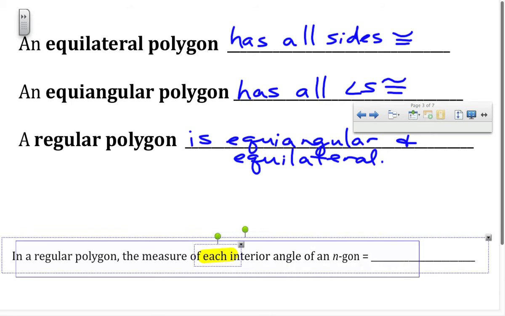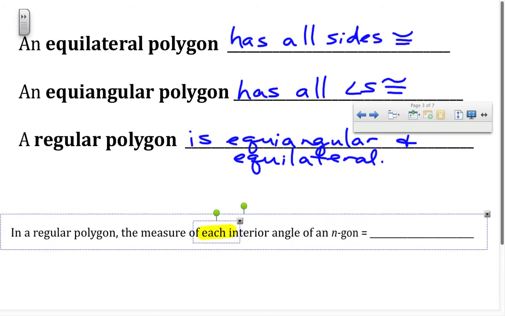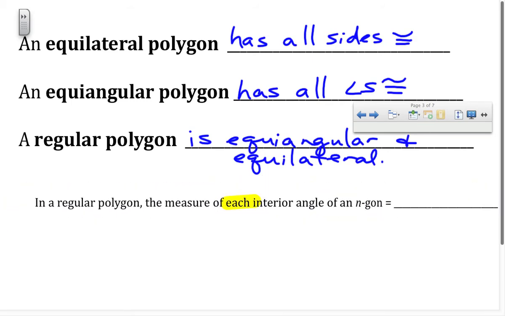So if we know how to find the sum of the angles in a polygon, how could I take that and then find the measure of each one, Michael? 180 times... Exactly. You take that sum and divide it by the number of sides. So exactly what he said, 180 times n minus 2 divided by that n.